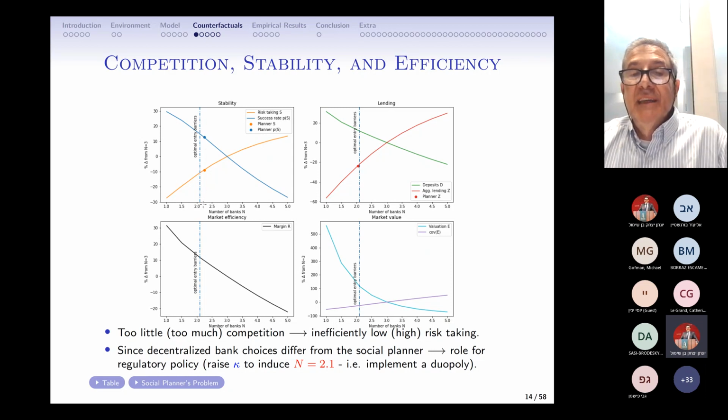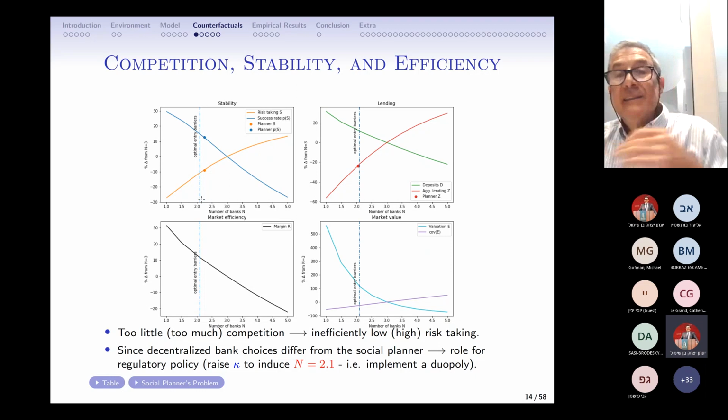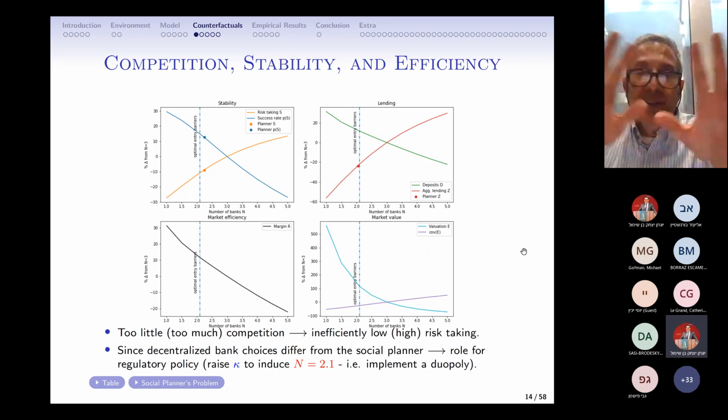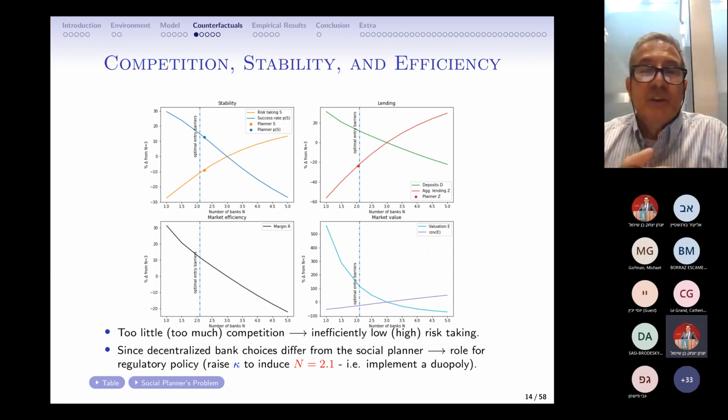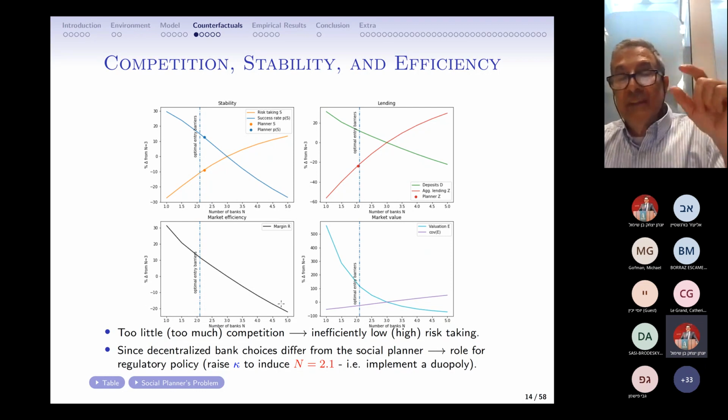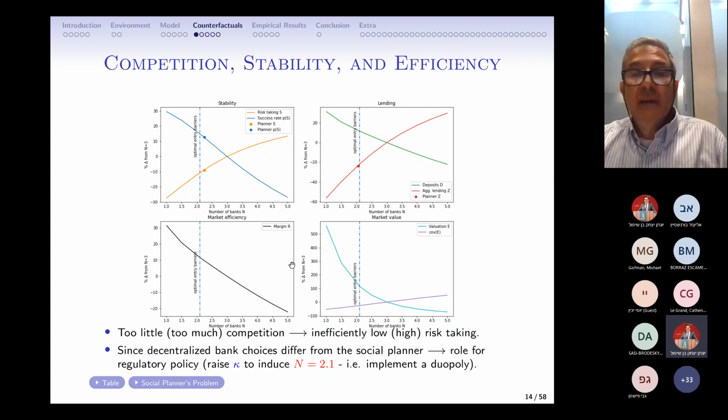policymaker's objective function, and that minimum led to entry barriers that effectively implemented a duopoly. So this is the sense in which Jonathan has some work that was getting at these trade-offs, right? That more competition lowers interest margins, which means more efficiency, but at the same time, it lowers the success rate.